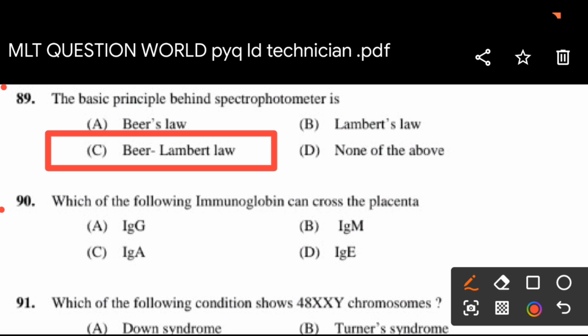Next one. Which of the following immunoglobulin can cross placenta? IgG, IgM, IgA, IgE. Right answer is IgG. This is a common PSC question which is asked in many of the question papers. So I am repeatedly asking to watch the previous videos because we have discussed this question in many of the question papers.